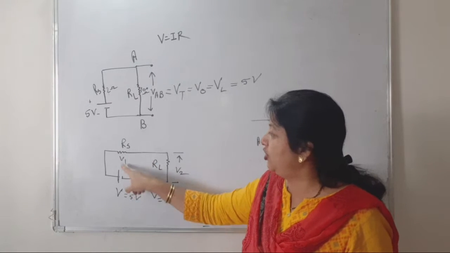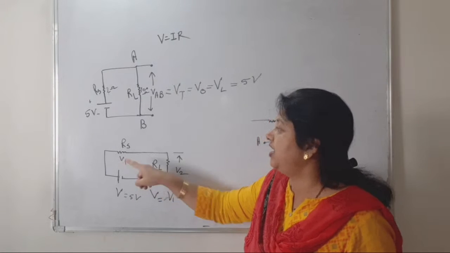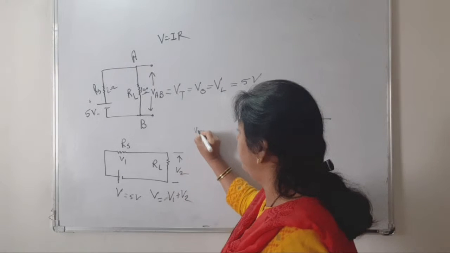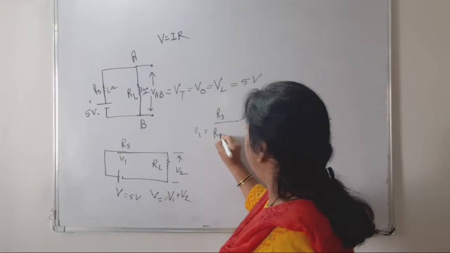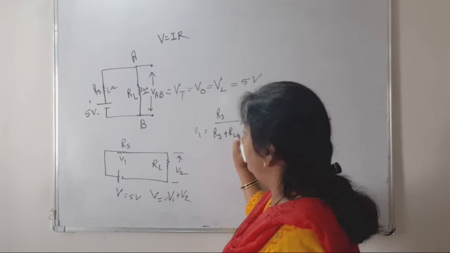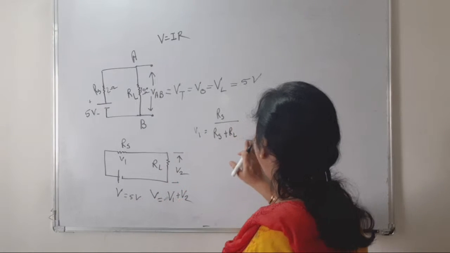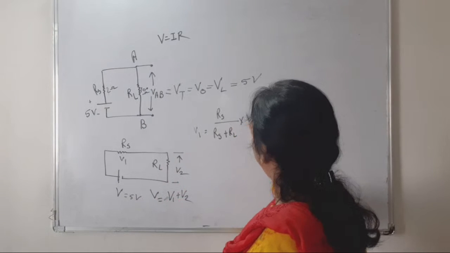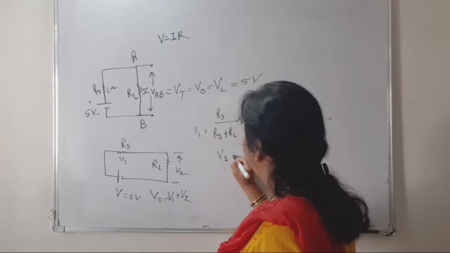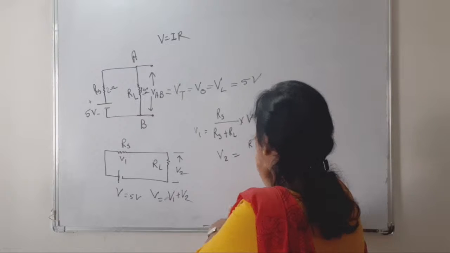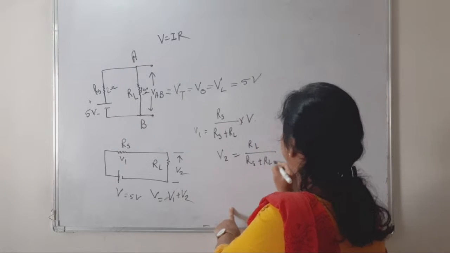Therefore, V is equal to V1 plus V2. So how do you calculate V1? V1 is equal to RS upon RS plus RL, because now RS is your R1 and RL is your R2, multiplied by V. This is the formula for V1. And how do you calculate V2? V2 you calculate like this: RL upon RS plus RL into V.